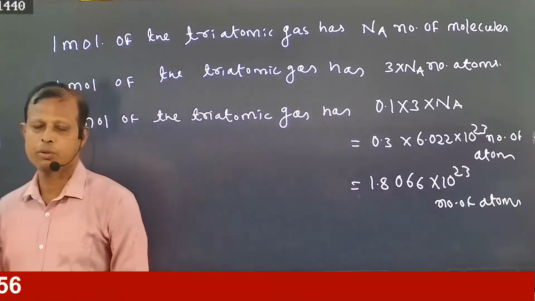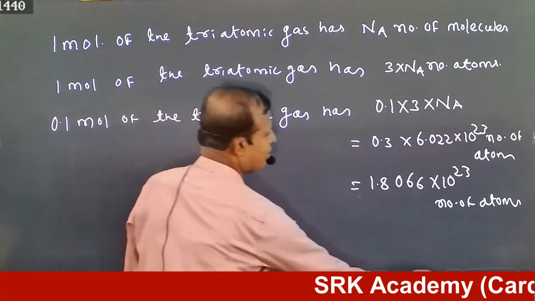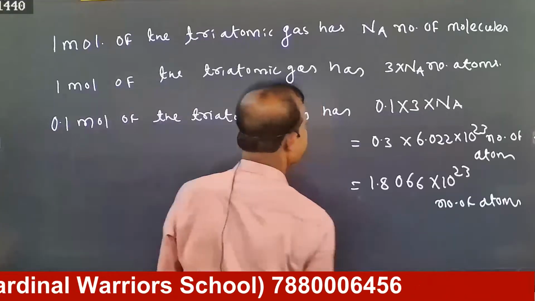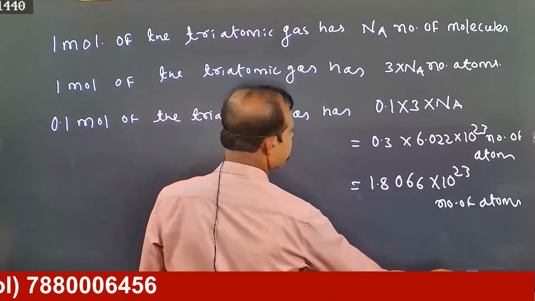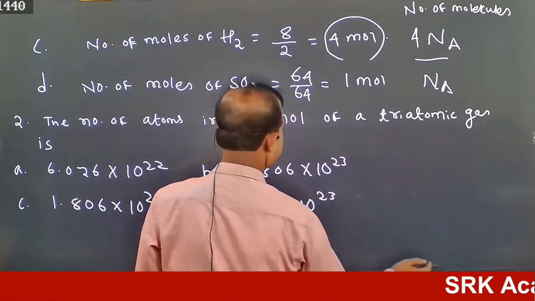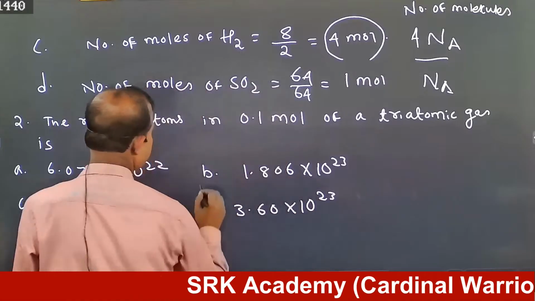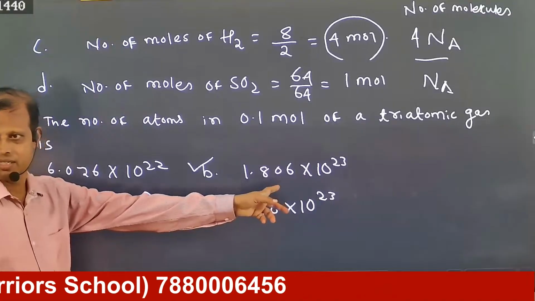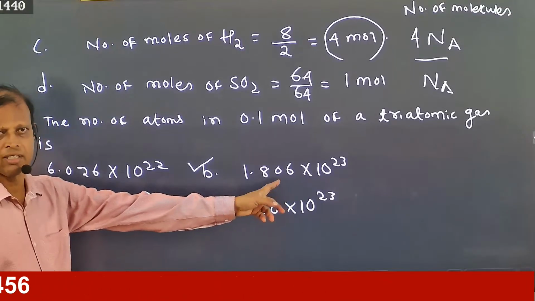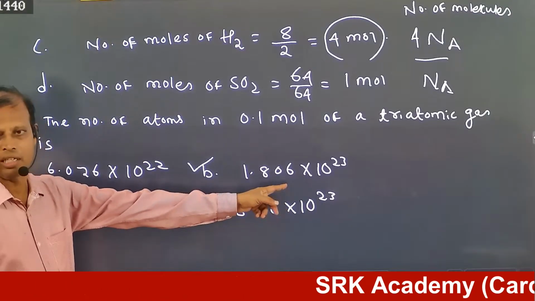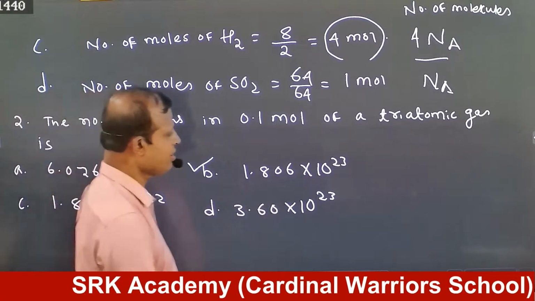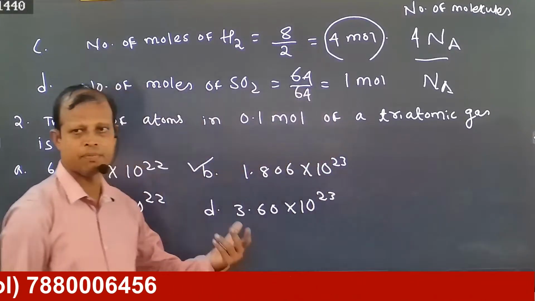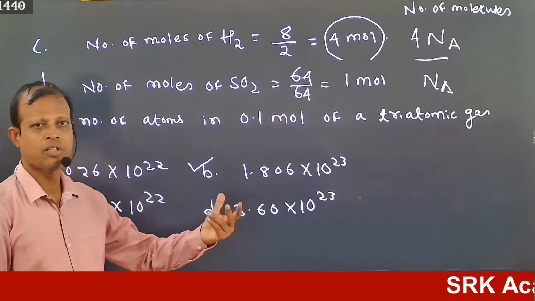So which one is the right option? 1.806 is very close to this, into 10 to the power 23. So we'll go with which option? B. Understood?